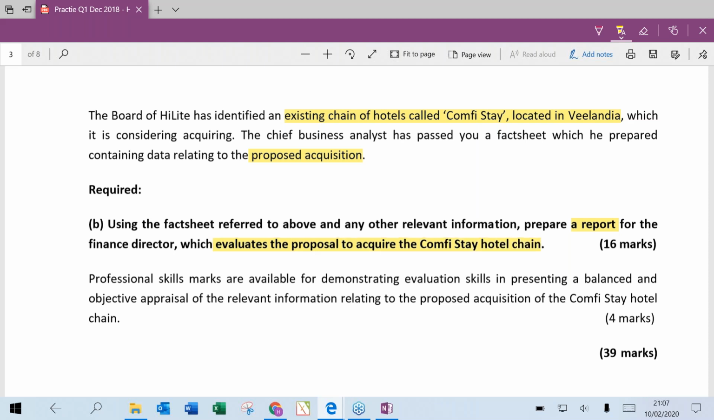Professional skills marks are available for demonstrating evaluation skills in presenting a balanced and objective appraisal of the relevant information relating to the proposed acquisition of the Comfy Stay hotel. So, can anyone tell me about evaluation skills? How can you score high on evaluation skill? What exactly do you need to do?